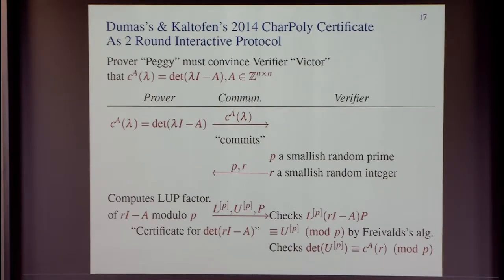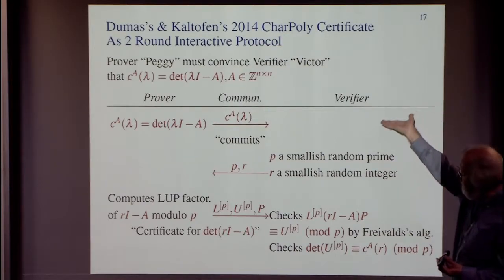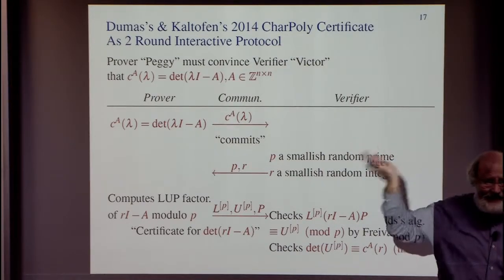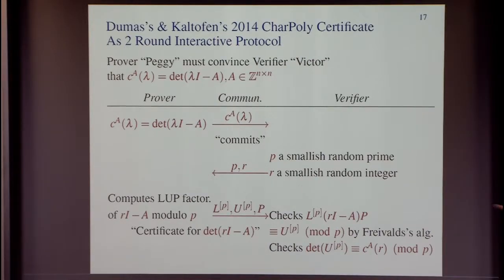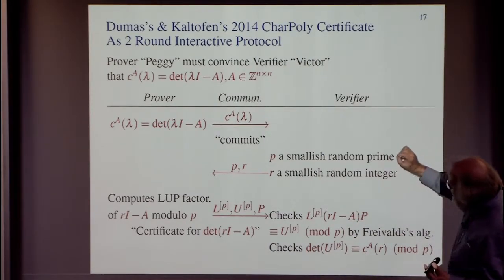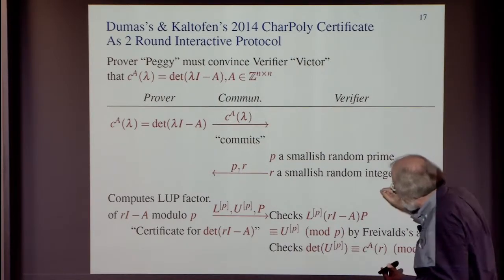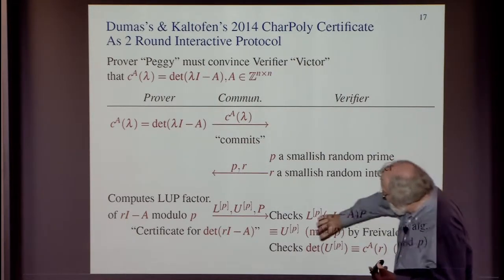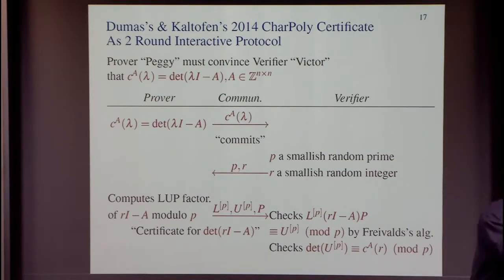I don't have much time. One has to think about why this is sound, why the prover cannot cheat you. And of course, the point is that if a wrong characteristic polynomial is sent, then the prover just cannot fake this determinant, because this is a certificate for the determinant. So there will be a disagreement in the evaluation of the characteristic polynomial and the determinant that is certified.